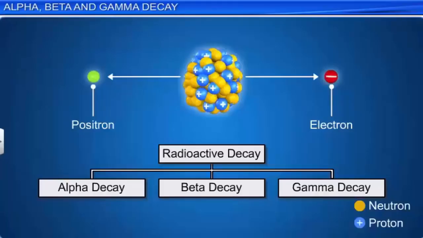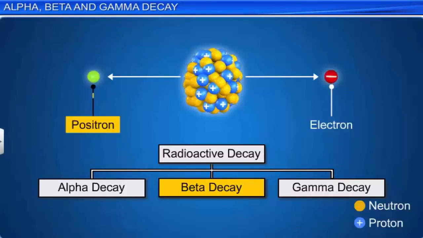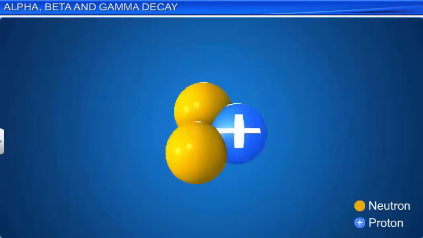Now, let us study beta decay. In beta decay, a nucleus decays spontaneously by the emission of an electron or a positron. In a beta decay process, a neutron converts into a proton or a proton converts into a neutron. If N denotes the neutron number of the nucleus and Z is the proton number, then N by Z is altered in a beta decay process.